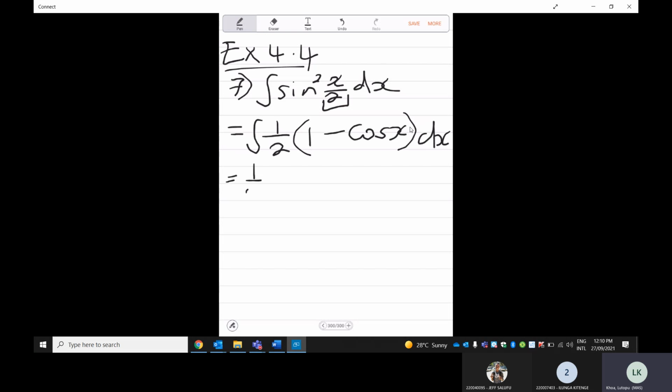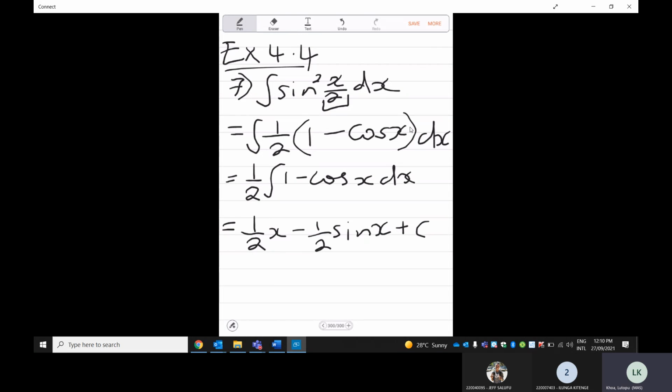So here you can take the half out. 1 minus cos x dx, which is a half x. The integral of cos is sine. So we have a half sine x plus c. That's it. Okay, next one is number 9.